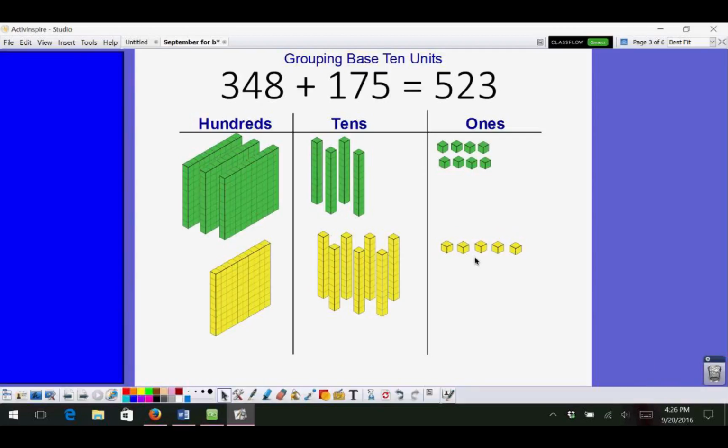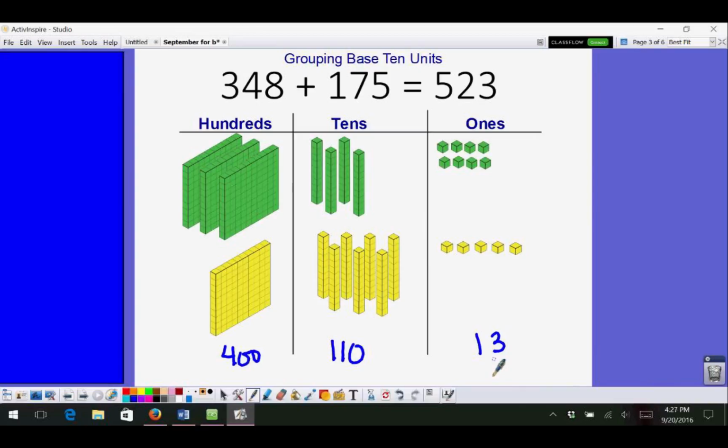So here in yellow is my 175. And now I'm going to think about what is it I have here? I have 4 hundreds. I have 11 tens or 110. I have 13 ones.